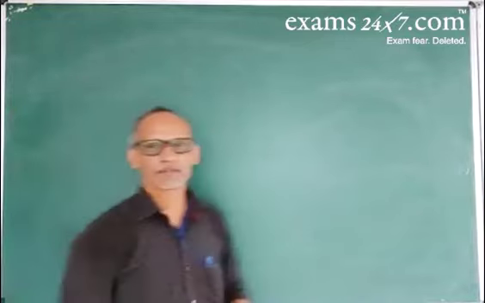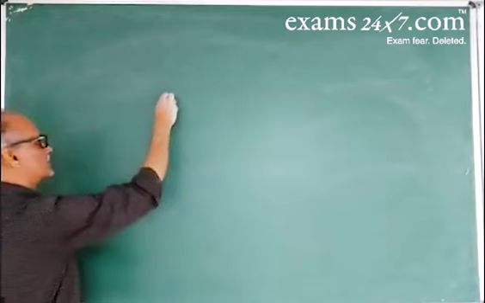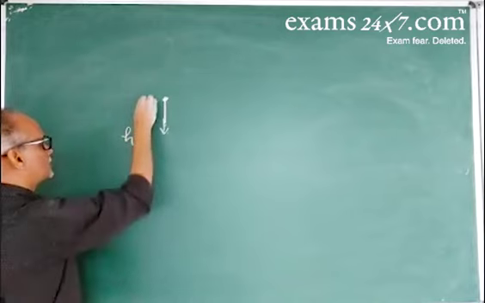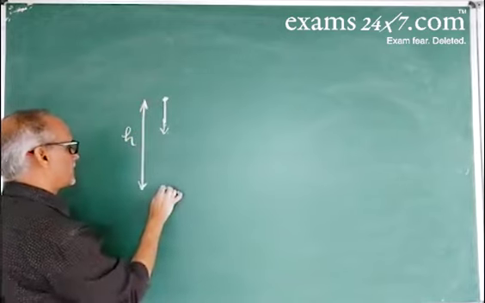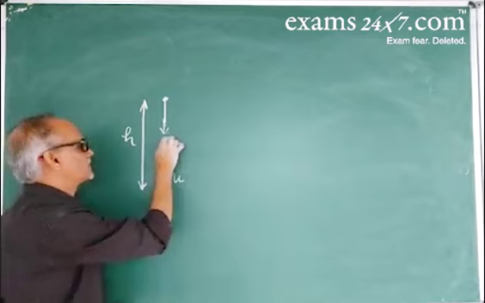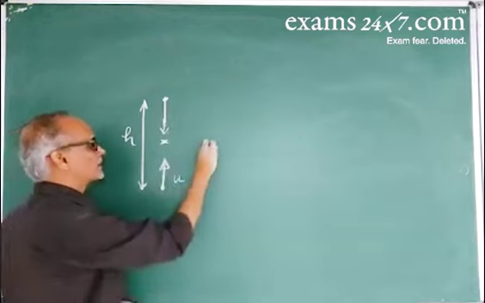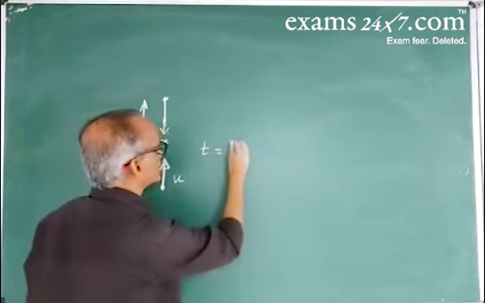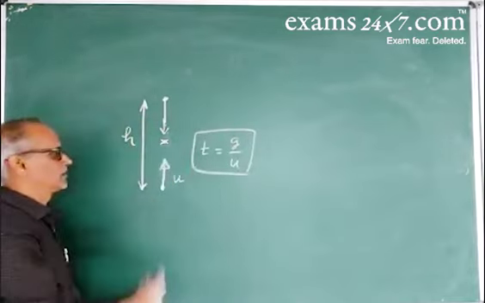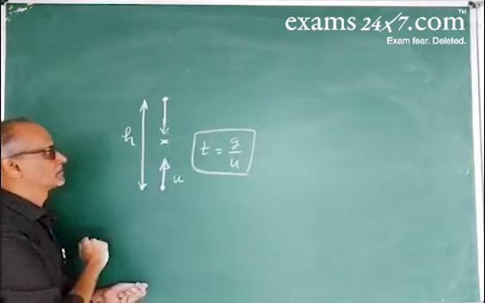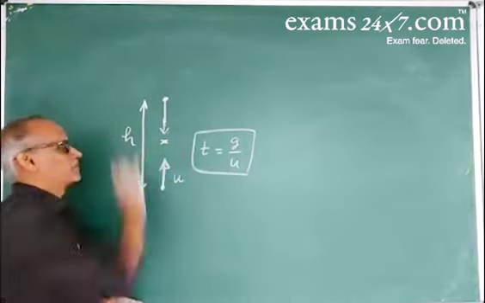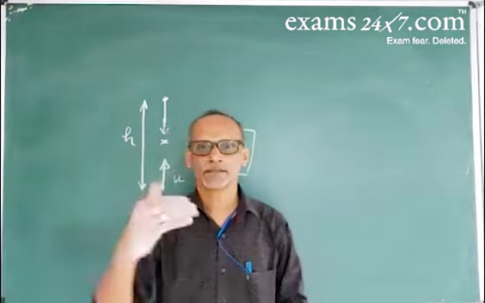Using the same concept of relative velocity, here is one more equation. If a body is dropped from a certain height h, and one more body is thrown upward with a velocity u, then the time after which the two bodies meet, covering a distance h, is given by t is equal to h by u, where u is the velocity with which the second body is thrown upward, because the first body is dropped freely from a certain height.